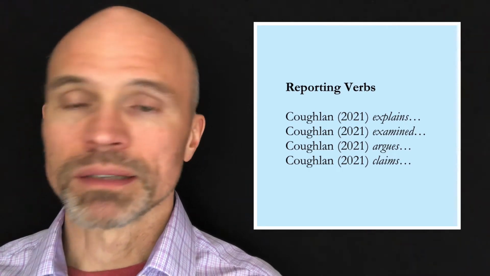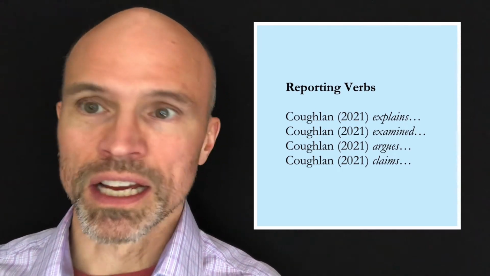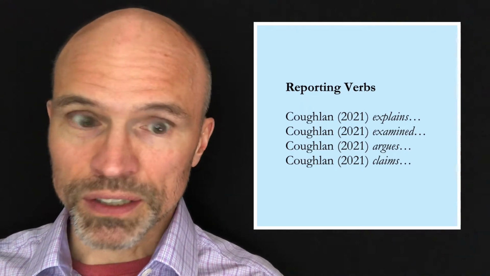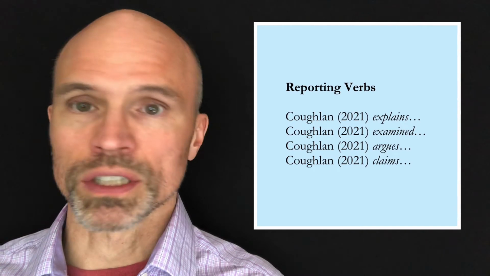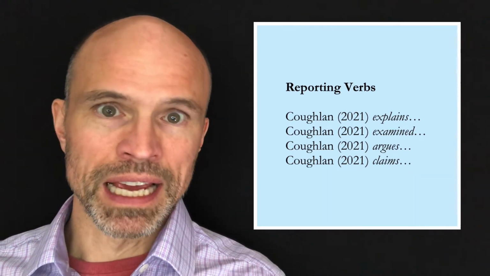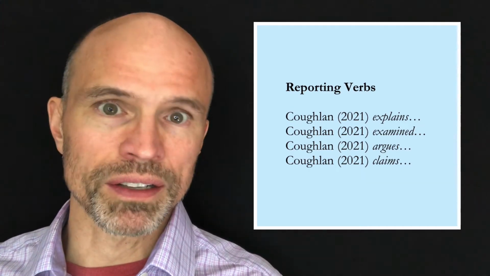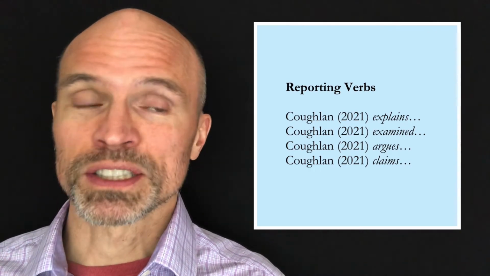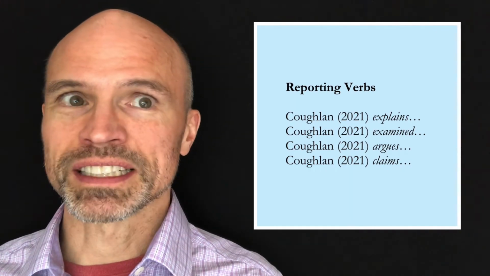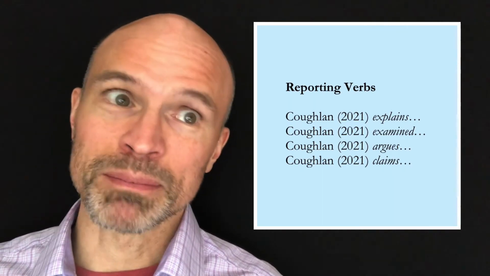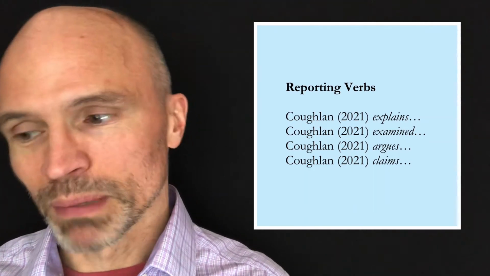Explains makes it evident that this is an explanation. Examined, this tells you that she was doing some sort of research and this was her findings from the research. Argues, this tells you that whatever it is that she's writing about is perhaps controversial, is perhaps not necessarily a fact, right? Claims, you could use this to show that you're not sure, that you don't necessarily believe what she has written, right? You know how it is when you say, well, he claims he was sick, but I saw him playing football later that day, that sort of thing, right?